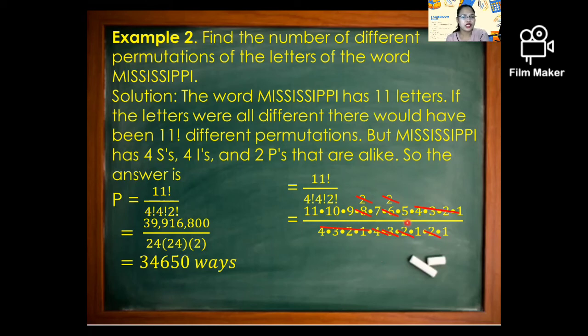Ano ba yung mga number na natira? Tingnan nga natin. Meron tayong 5. 5 times 7 is 35. Times 9 is 315. Times 11 is 3,465. Tapos i-multiply natin siya sa 10. That is now 34,650 ways. Mapapansin natin, pareho pa rin naman yung kanyang sagot. Pwede tayong gumamit ng cancellation. Pwede naman direct na computation.